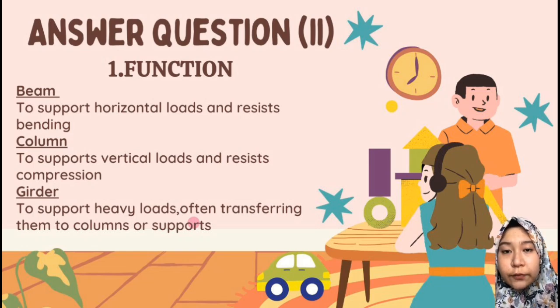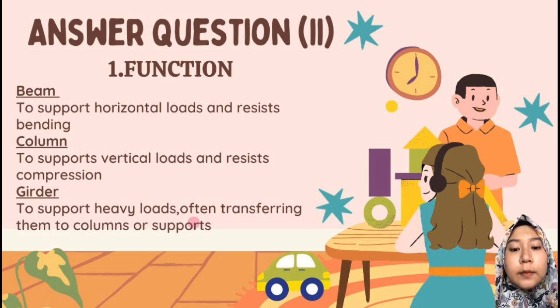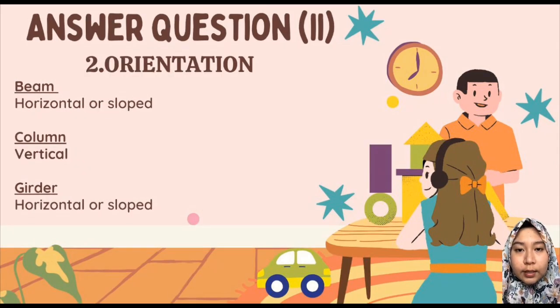First is function. Function of beam is to support horizontal load and resist bending. Function of column is to support vertical load and resist compression. Function of girder is to support heavy load, often transferring them to column or support. Next is orientation. Orientation for beam is horizontal or slope. Orientation for column is vertical. Orientation for girder is horizontal or slope.